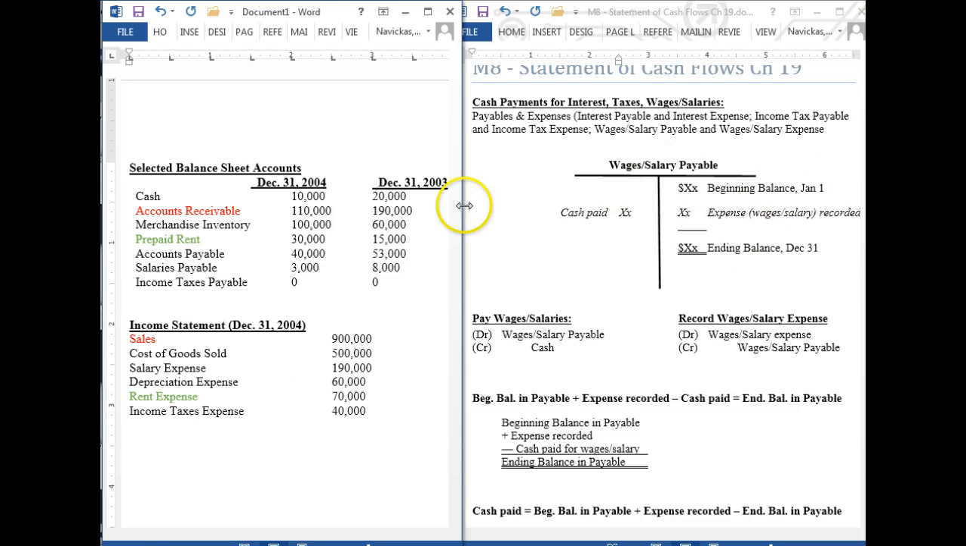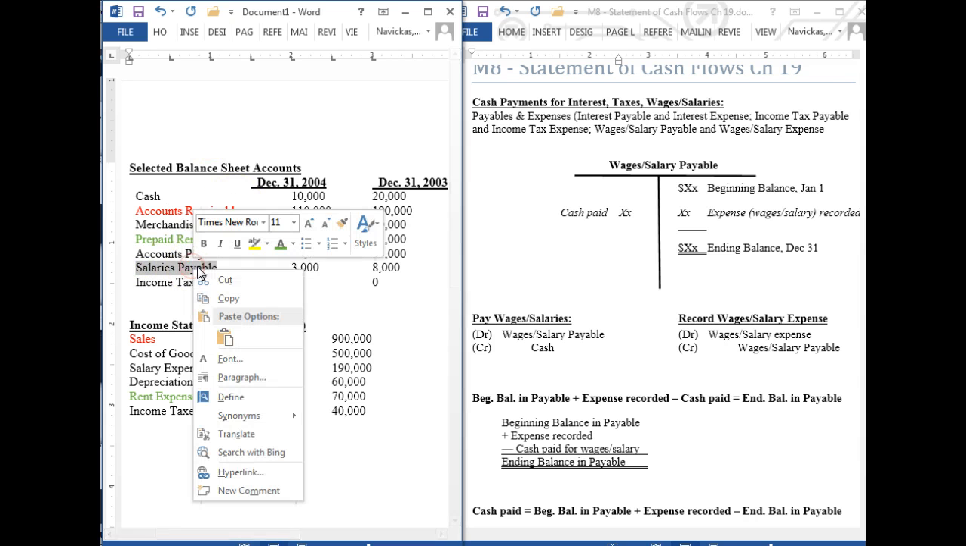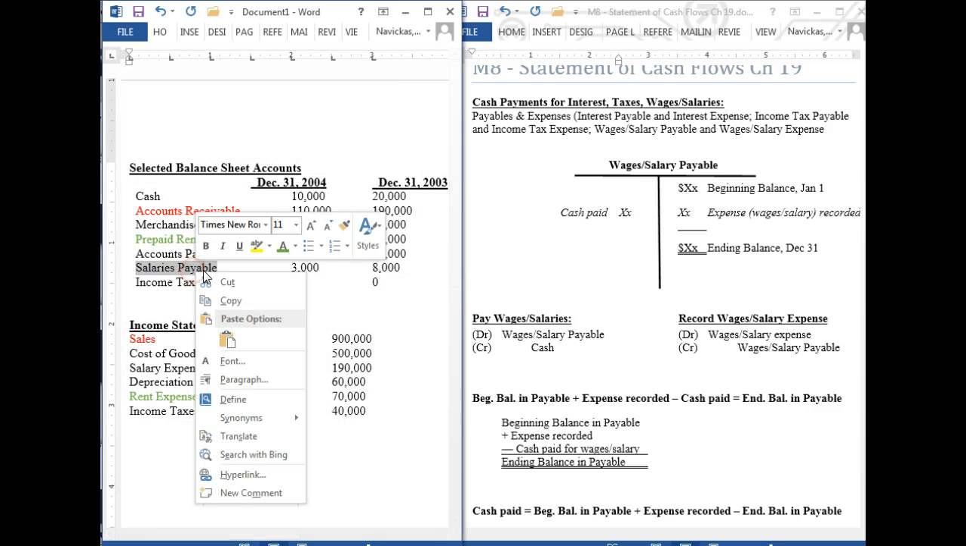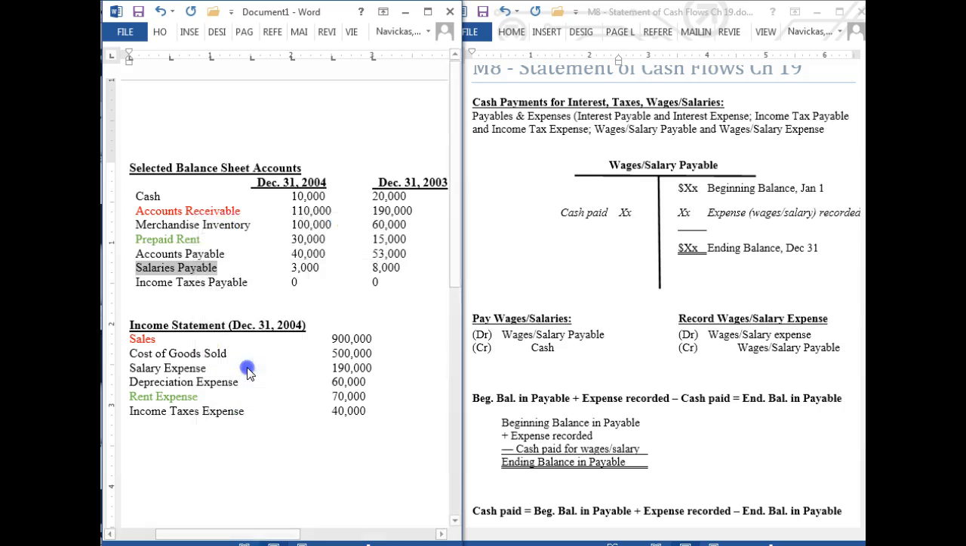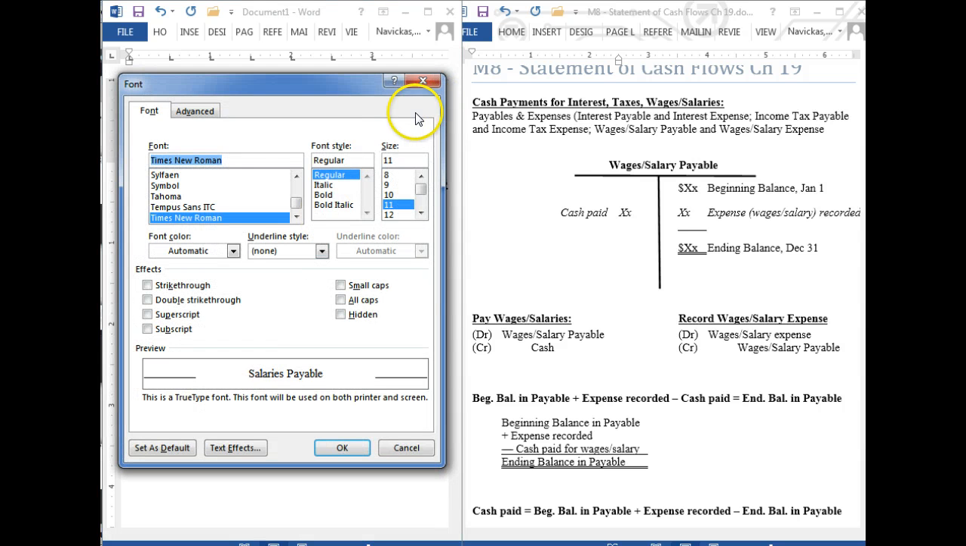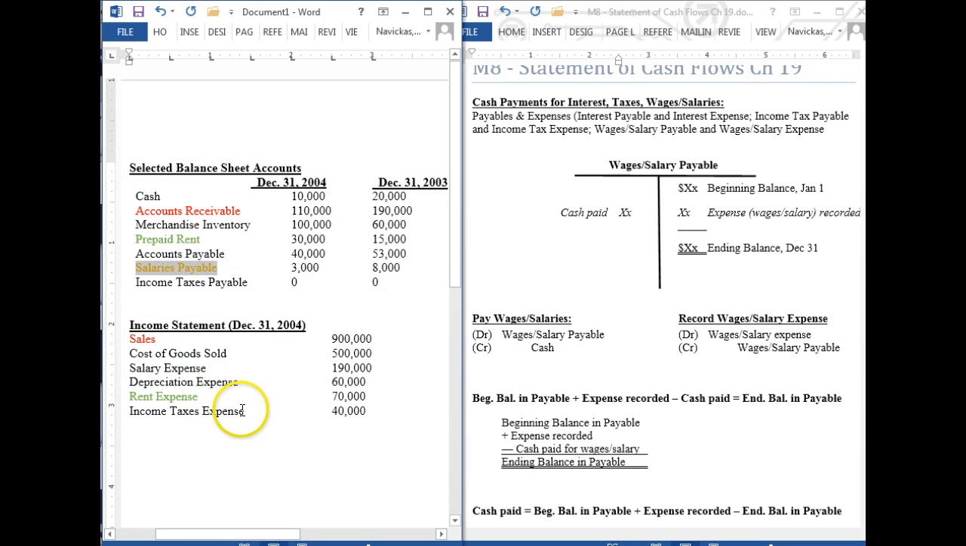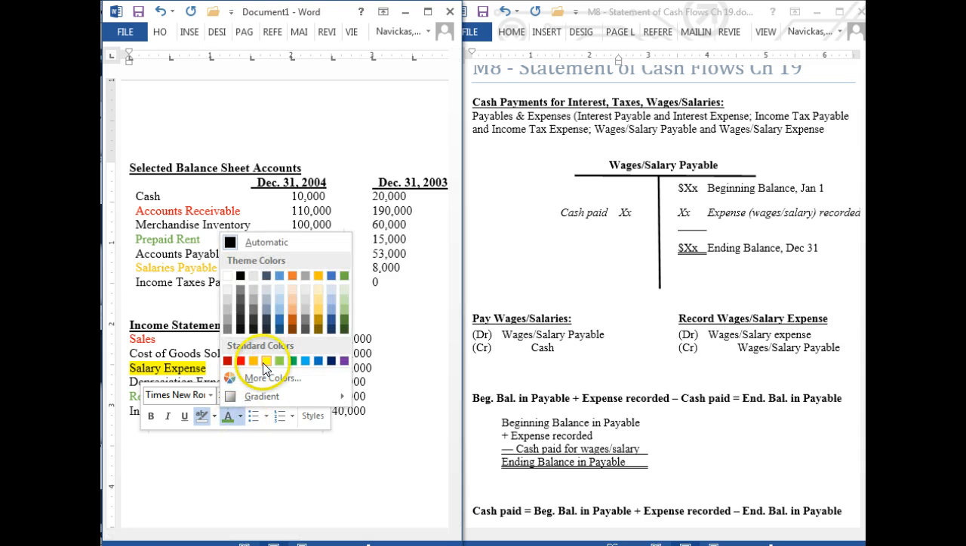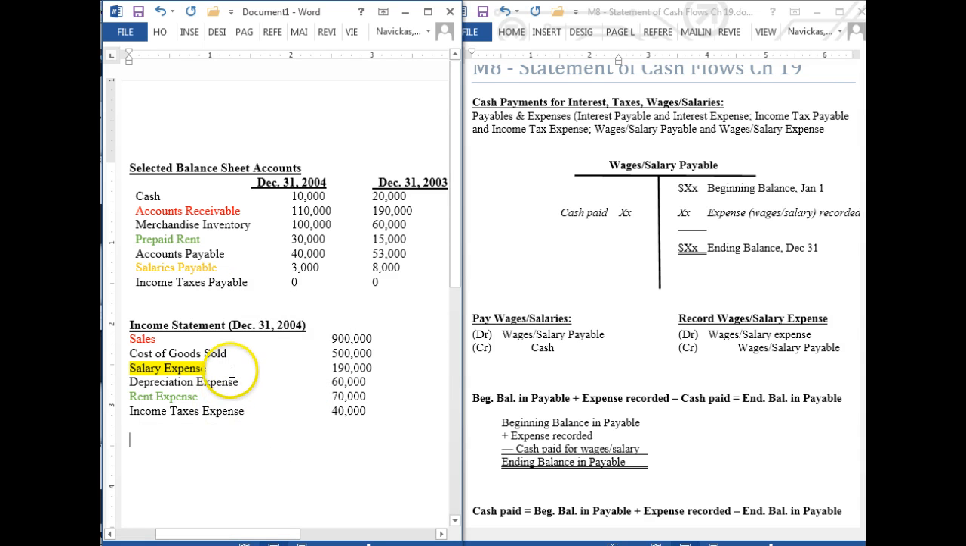Now, what account is articulating? We have the salary payable. What color should we pick here? We'll go, font color. We'll go orange. And then that's articulating with the salary expense. There it is. Oh, I highlighted it. I'm doing all kinds of weird stuff. There it is. Okay. Nah, whatever. You guys get what I'm trying to do. Okay.